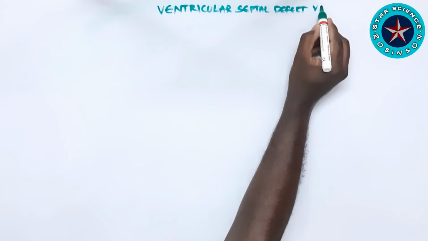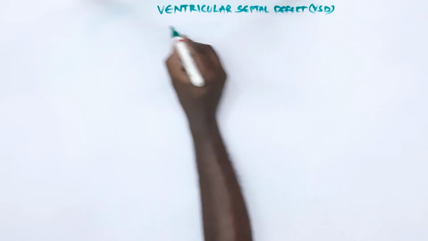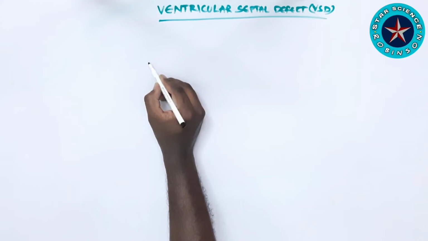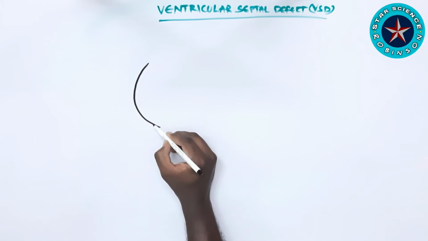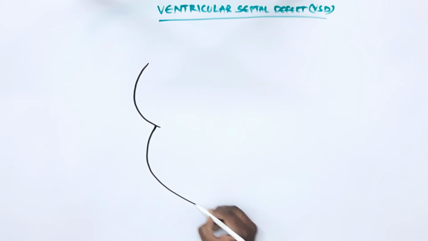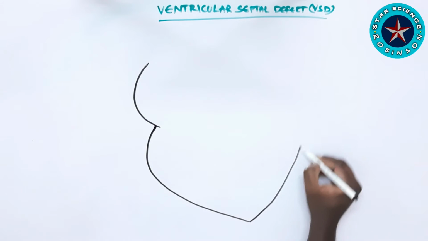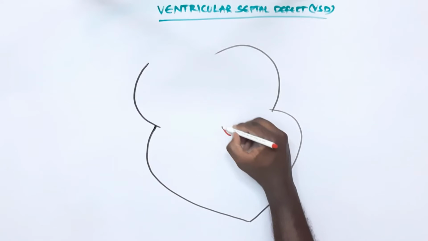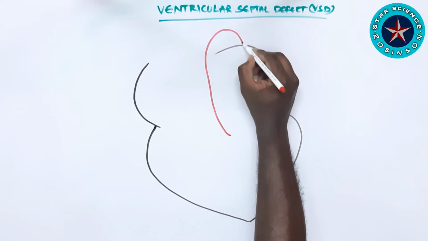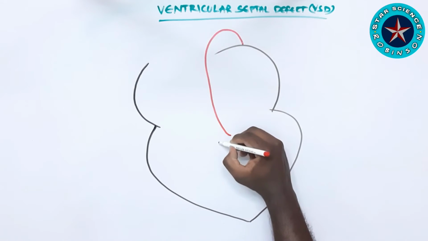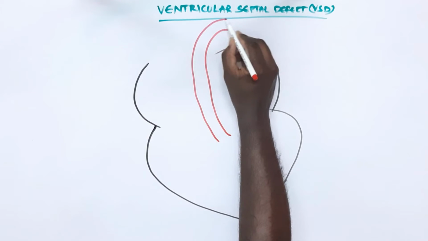There are two types that we are going to see about the ventricular septal defect. One is called perimembranous ventricular septal defect, and the second is called muscular ventricular septal defect. We'll see these two types in detail in our diagram.